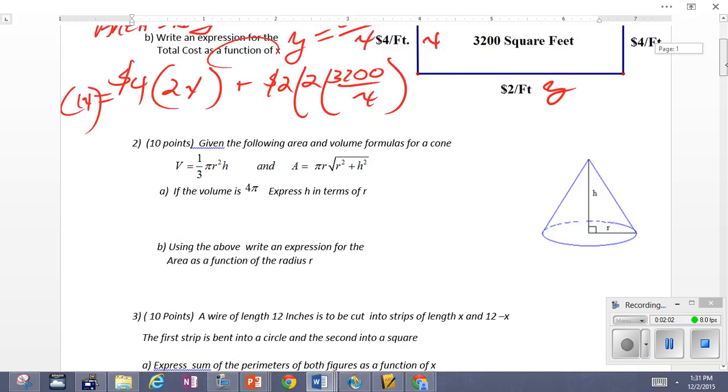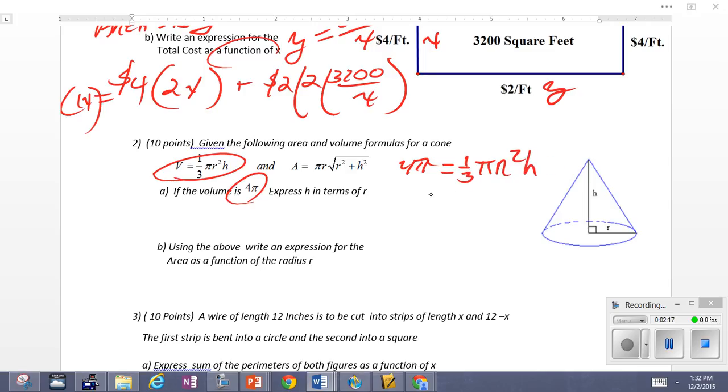Okay, we've got a cone, we've got the formulas. The volume is said to be 4 pi. The volume formula is written here, so 4 pi is equal to 1/3 pi r squared h. Okay, we can multiply both sides by 3 and get rid of the pi, in which case we have 12 is equal to r squared h. We're asked to express h in terms of r, so h in terms of r means h is equal to 12 over r squared. Done.